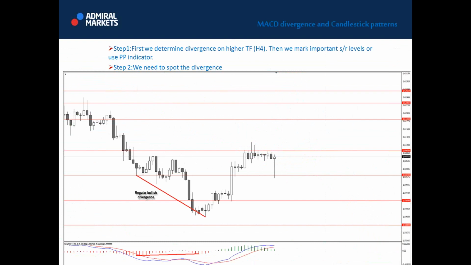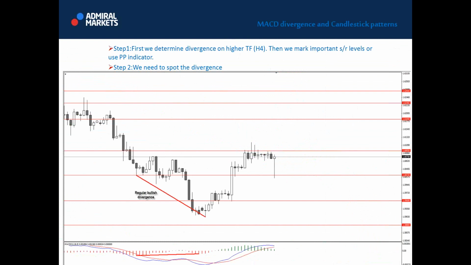The first thing is, and this is as far as I remember, a cable chart, and this cable chart serves as an excellent example because it happened a few days ago. And what do we see here? First, we determine divergence on higher time frames. It's a 4-hour time frame, of course, for intraday trading. Then we mark important support and resistance levels, or use pivot point indicators. As you can see, those are my red lines on cable. So I don't have any pivot point indicator, but you can use, of course, a pivot point indicator. More or less, it will be very accurate.